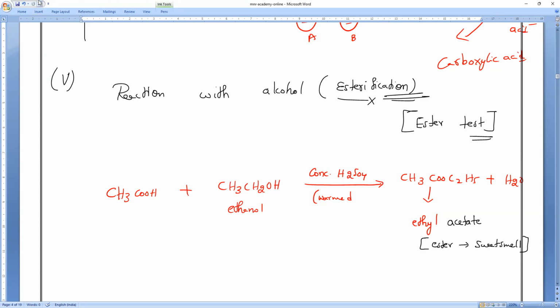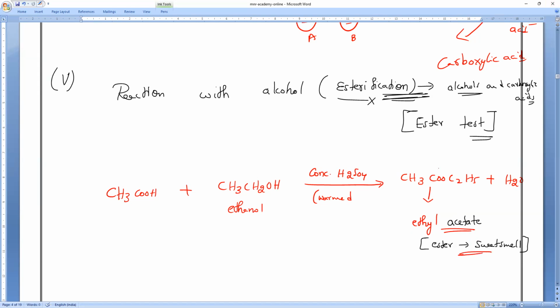Esterification is the test to use for both alcohols as well as carboxylic acids. So please write: esterification is the test to identify alcohols and carboxylic acids. We can identify all the carboxylic acids and alcohols with the help of esterification, because when both react, they will definitely produce the fruity smell. That is the ester smell, a sweet smell will come.